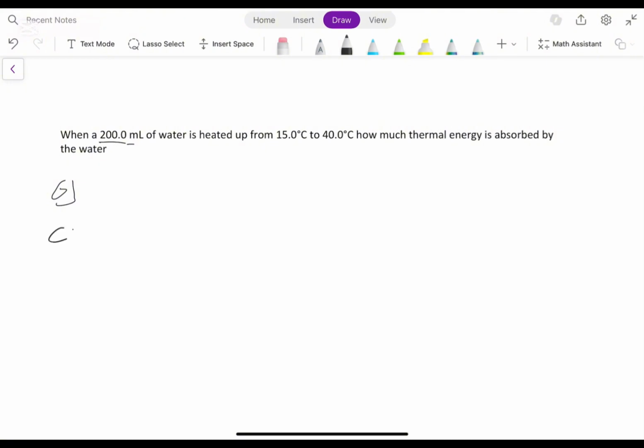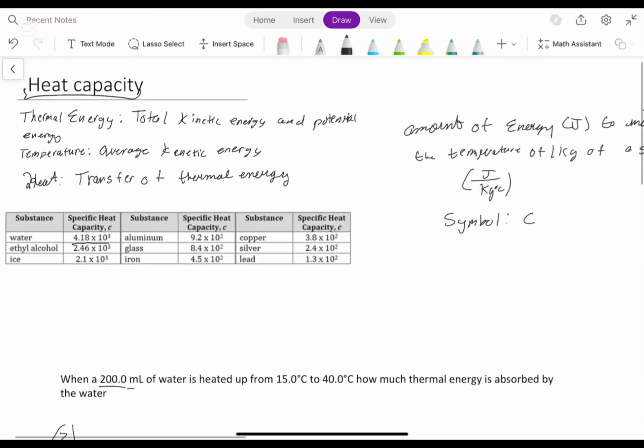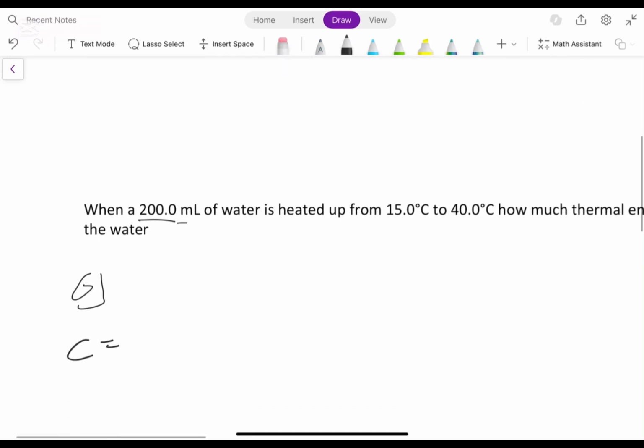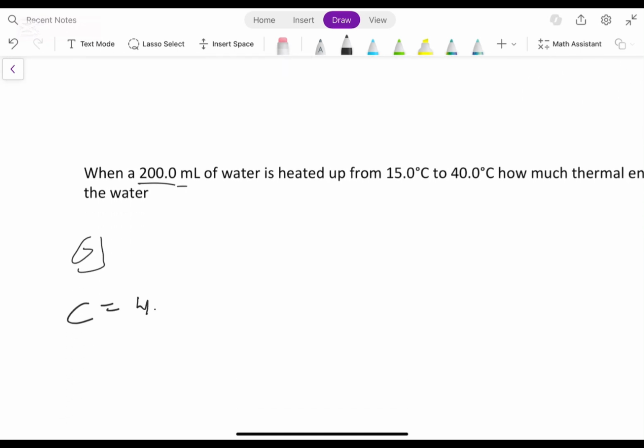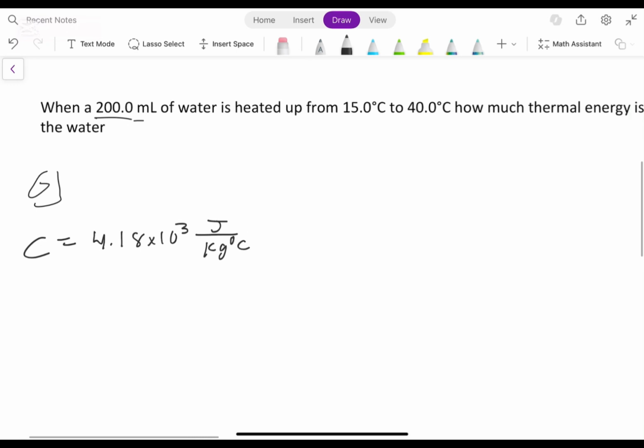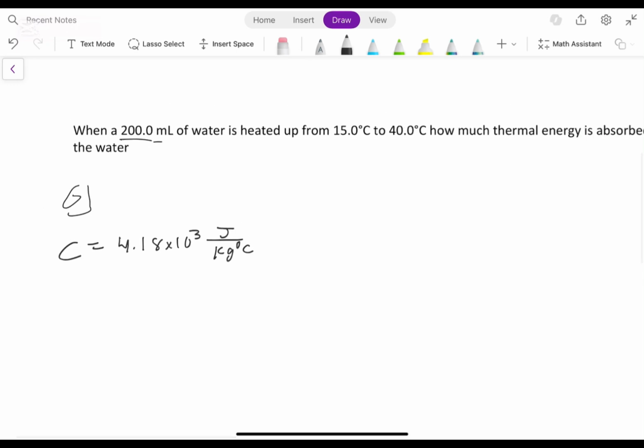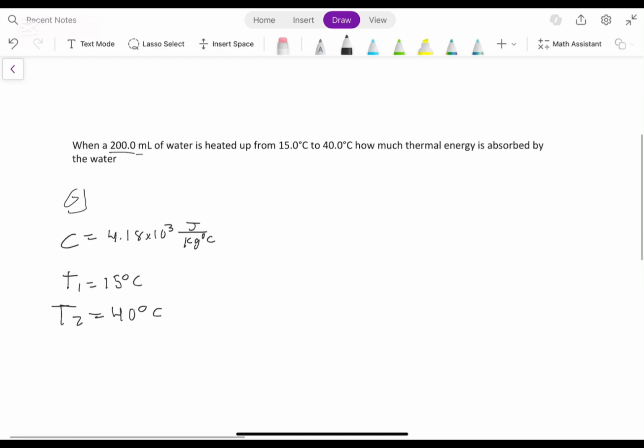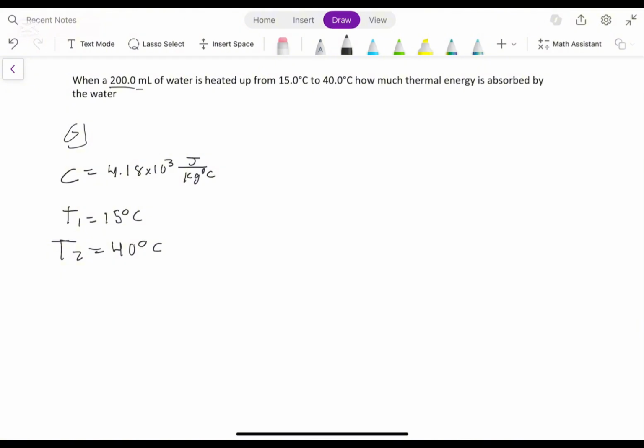So now we can write the C of water, or the capacity of water, which is 4.18 times 10 to the 3 joules per kilogram degrees Celsius. Then we're looking at the water is heated up from, so our temperature 1 is equal to 15 degrees Celsius, and our temperature 2 is 40 degrees Celsius. How much thermal energy is absorbed by the water? So we're looking for our Q value.